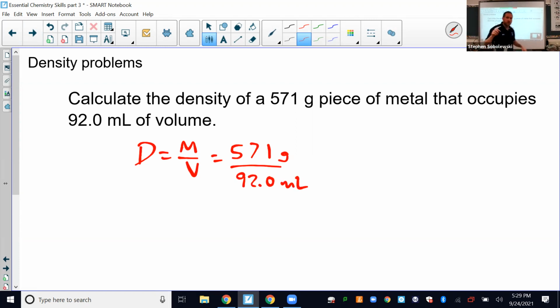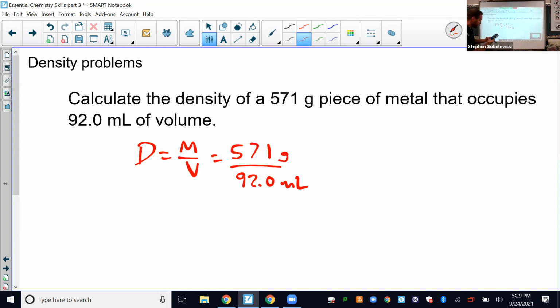You always want to include the units in your setup, okay? That way you can make sure the units end up correct. Is anything going to cancel here? No. The proper units for density are some mass unit divided by some volume unit. Could be all sorts of things. Grams per milliliter, probably the most common one you'll see.